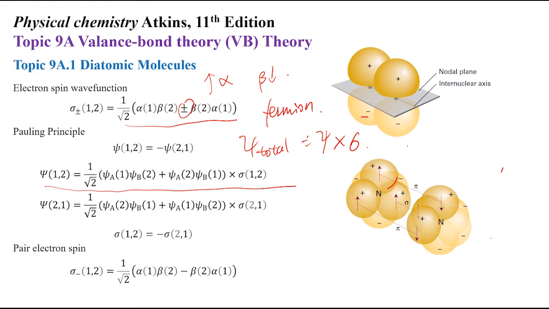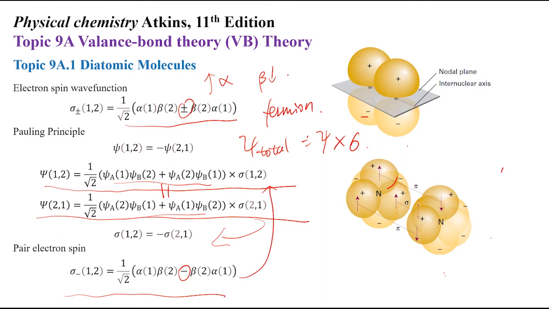So we have this relationship here. If we exchange the labels, we have these two. Because of the identical particle hypothesis, we know that these two terms are equal. So we get this relationship: we need to change the sign if we exchange the labels of the spin wave function. So we have to choose the minus sign here instead of the plus sign. This is our spin wave function. We combine them and get the total wave function, the VB wave function.